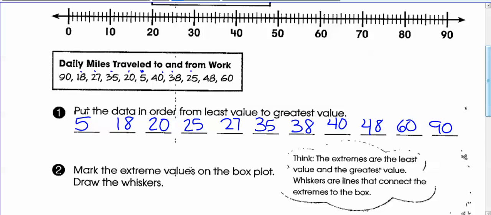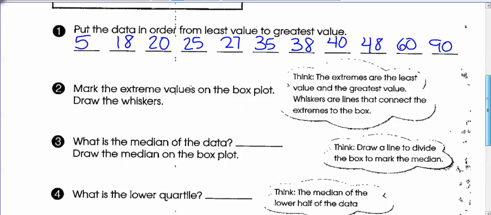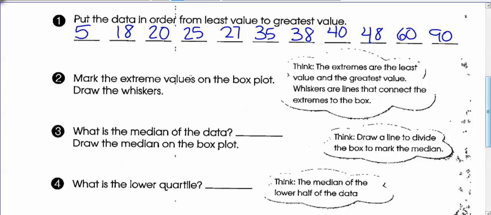All right, so they did little lines there for us to write on, so that made it helpful. We know we've accounted for everything, but usually you just have to count to make sure you have the same number of data for each. All right, it says mark the extreme values on the box plot. Draw the whiskers. So we're looking for our minimum value, which is 5.